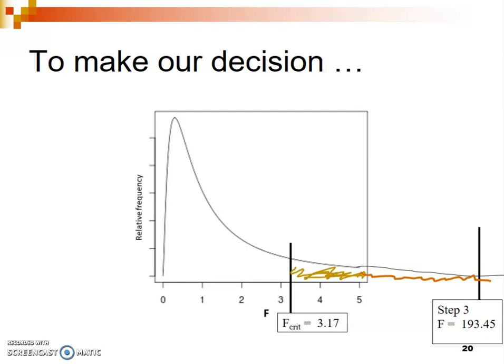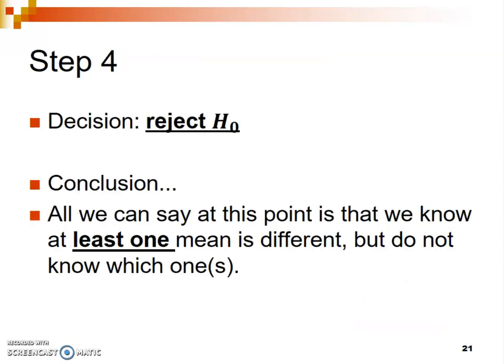Since our obtained value, the value we calculated in step 3, is indeed in the extreme tail of this distribution, that is always associated with the decision to reject our null hypothesis. So our decision is to reject the null hypothesis. One complication with ANOVA, just like the last chapter, is that at this point, rejecting the null hypothesis, basically all we can say is that one of those means is different.